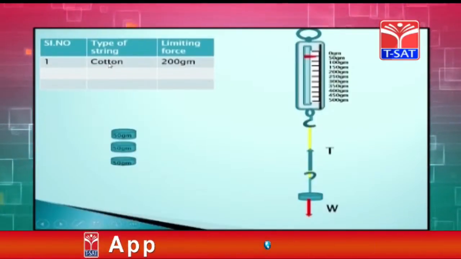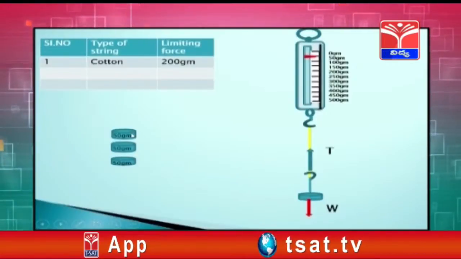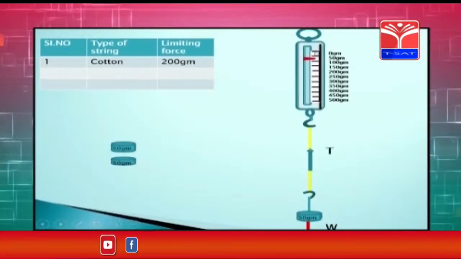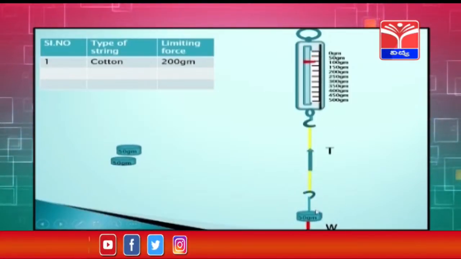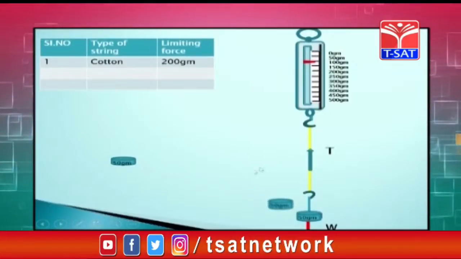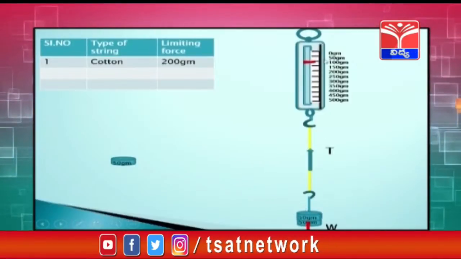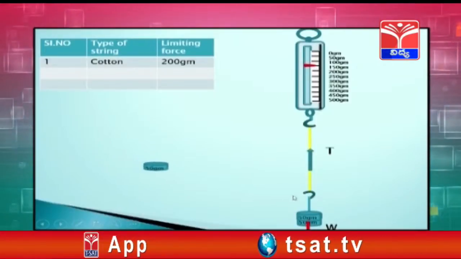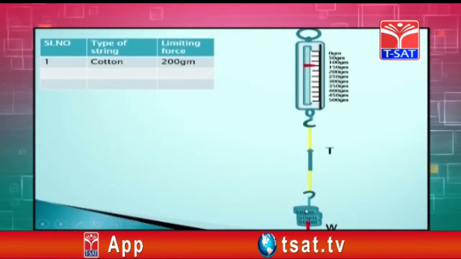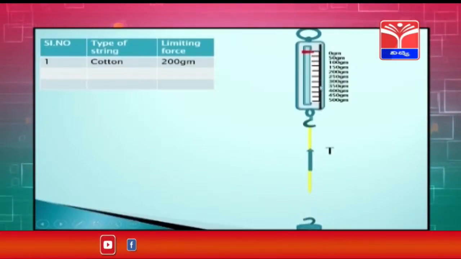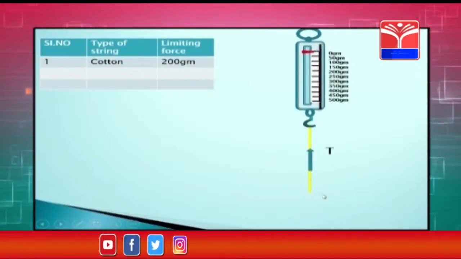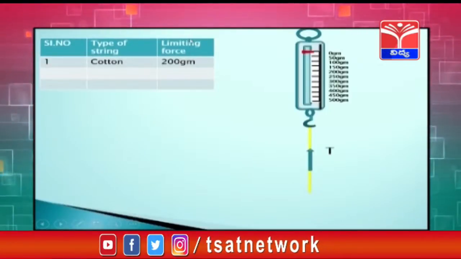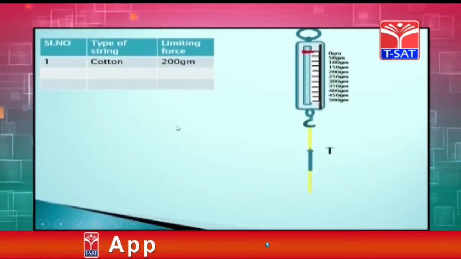First of all I took the cotton string and I am adding 50 grams to the load. It is showing 50 grams, and when I add another 50 grams it is showing 100 grams. Now adding more weight, it is showing 150 grams, and adding some more weight to this string, it will break, and the reading shows 0, which means at 200 grams the string breaks. So 200 grams is the limiting force borne by the cotton string.